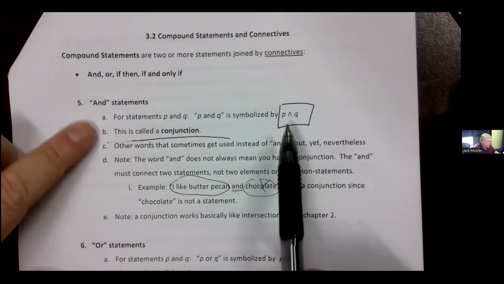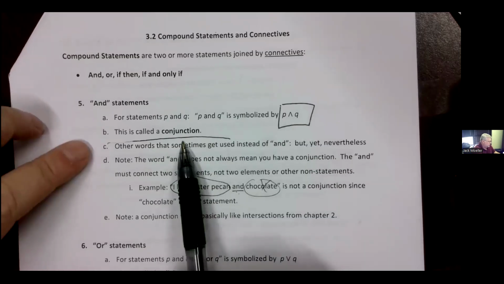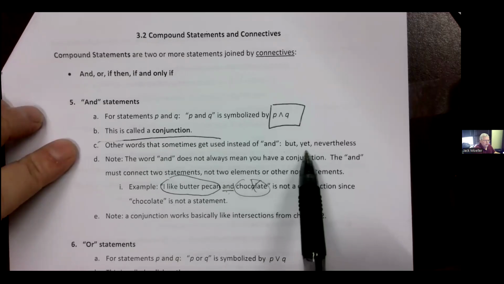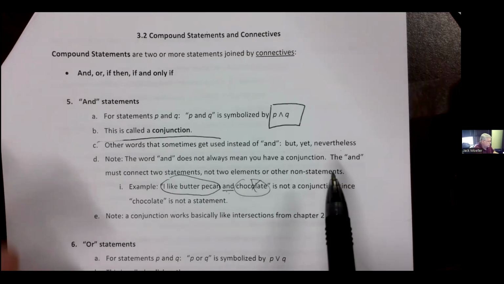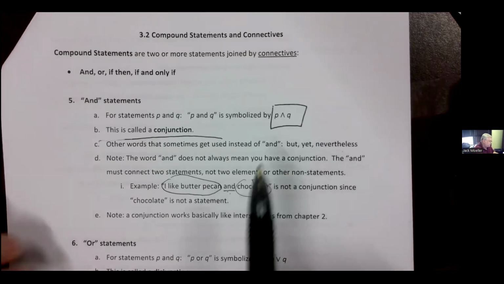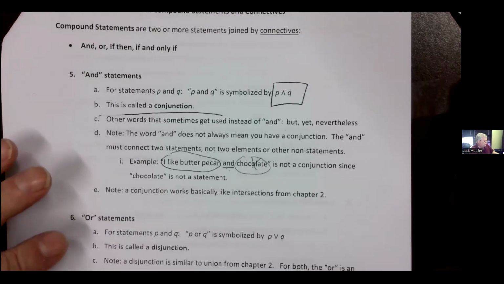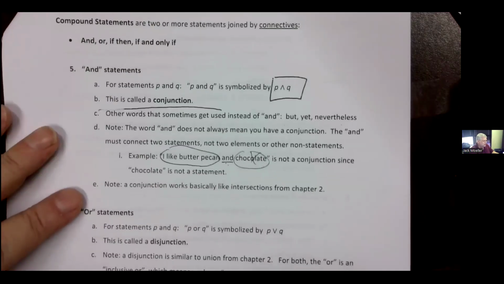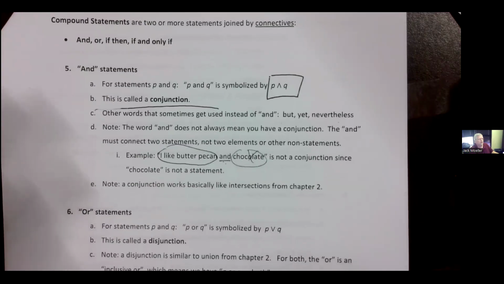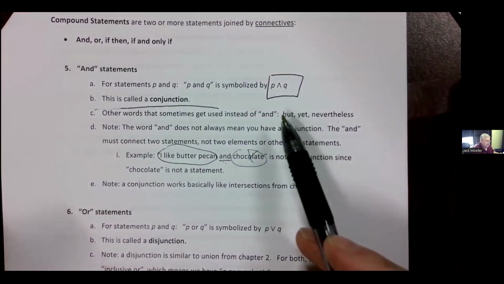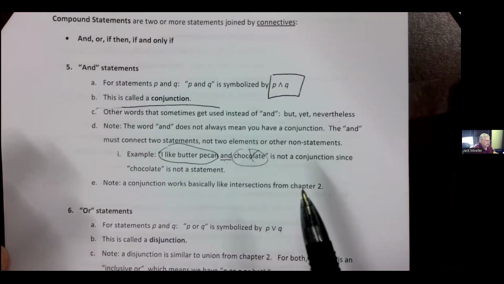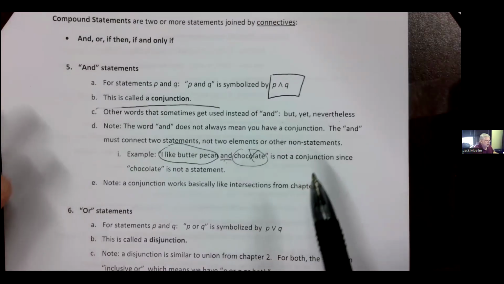The and statement is called the conjunction. Sometimes we use but, yet, or nevertheless, so when we're translating from English over to symbols, watch out for those words. To explain fully what we're doing with these connectives, we need to get into truth tables, which is 3.3. So the purpose of 3.2 is mainly so we know what the connectives are and how to translate them from English to math. We're not actually using them; we're just setting up the problems right now.